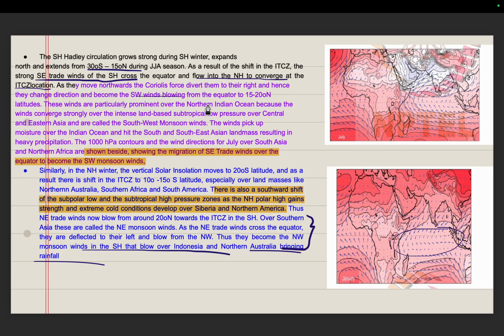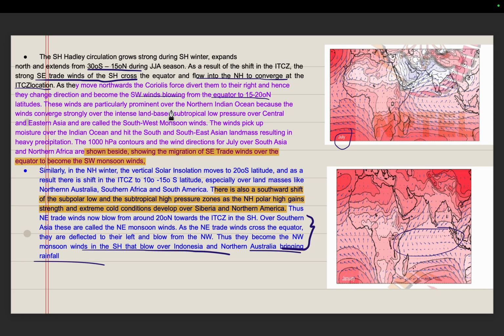Southwestern winds blow from the equator to the 15 to 20 degree northern latitudes. You can see these conditions in this figure. Here is the branch of the southeastern trade wind. In the month of July it crosses the equator, and due to the Coriolis force effect, it now bends towards the south. Now it becomes the southwestern wind.